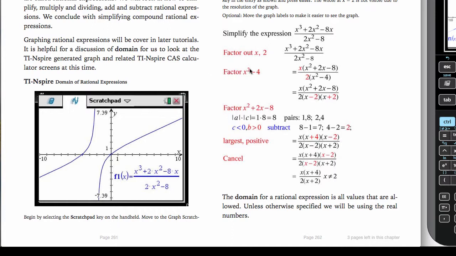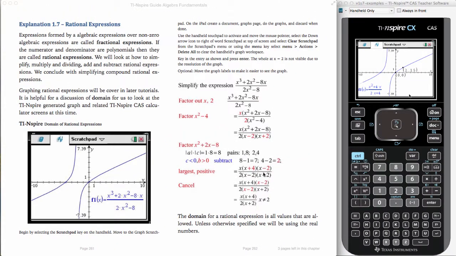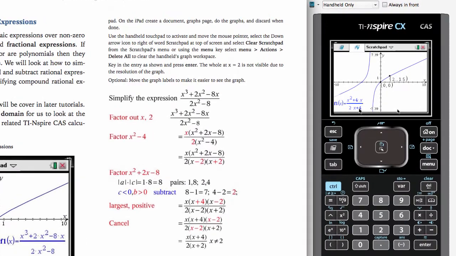Again, at this point, all we really need to know is that this expression and this expression are equivalent, since we said that x is not equal to 2. So there's a hole in the graph. Now, if you multiply this out, x squared plus 4x over 2x plus 4, and you go over to our calculator and put this in, you can see that it's the same graph.